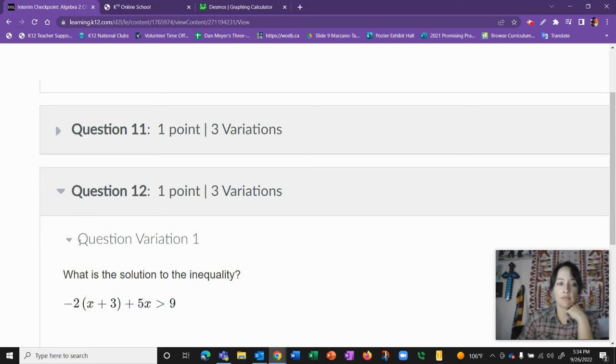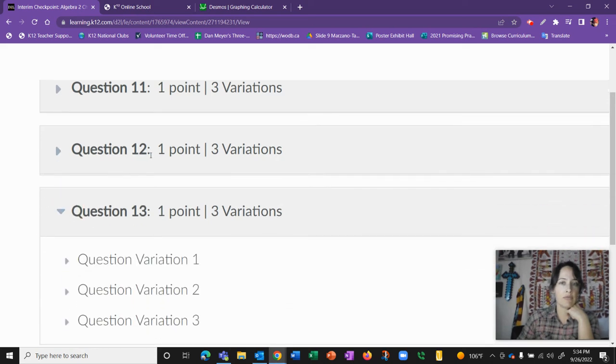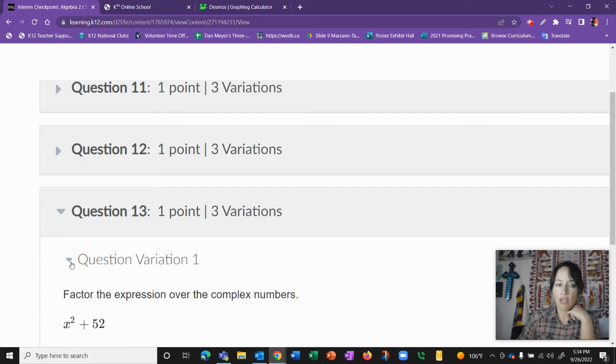Solve for x. Questions 11 and 12, solving for x. One will have multiple answers, one won't. Pay attention to negatives. Solve just like normal.